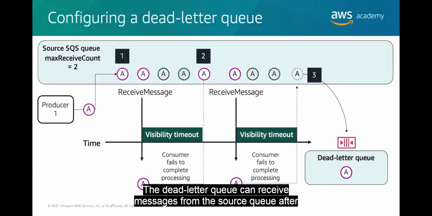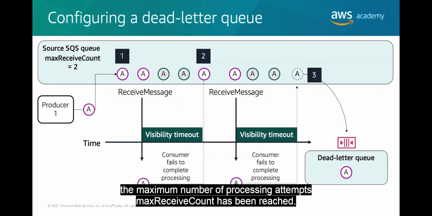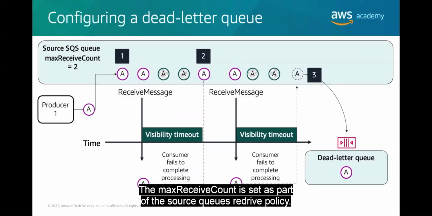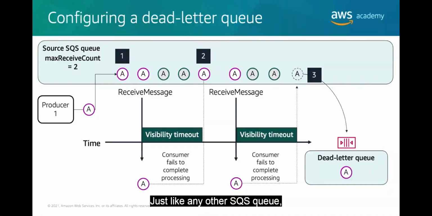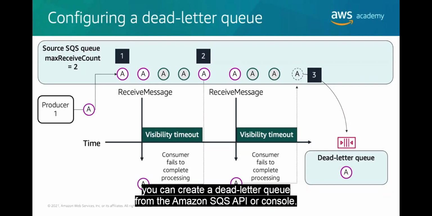The dead letter queue can receive messages from the source queue after the maximum number of processing attempts, max receive count, has been reached. The max receive count is set as part of the source queue's redrive policy. Messages can be sent to and received from a dead letter queue just like any other SQS queue. You can create a dead letter queue from the Amazon SQS API or console.